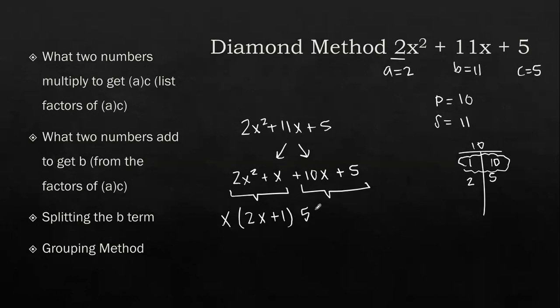5 times what would give me 10x? 2x. 5 times what would give me 5? 1. Remember, your goal is to get the same thing in both parentheses. So that's also how I knew that 5 was my greatest common factor, because 5 times 2x should give me 10x, and 5 times 1 should give me 5. So my two factors were x plus 5 and 2x plus 1.